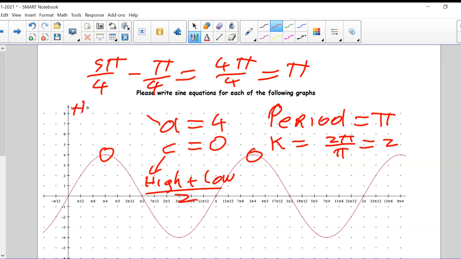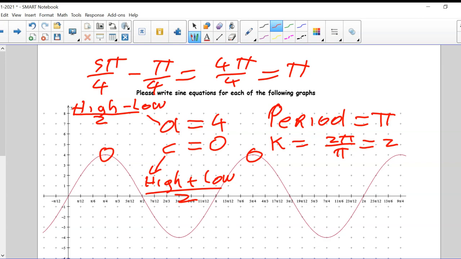You get the high minus the low and divide by 2. So make a note of that somewhere. Okay? Make a note of that somewhere, Harish. High plus low divided by 2 gives you your c. High minus low divided by 2 gives you your a. Okay, Harish, make a little note of that somewhere.